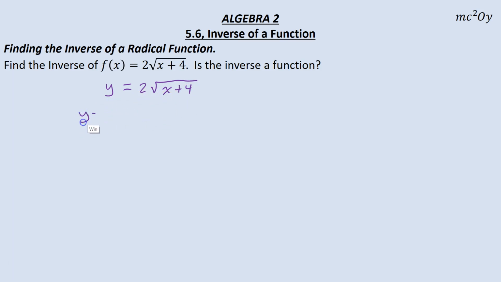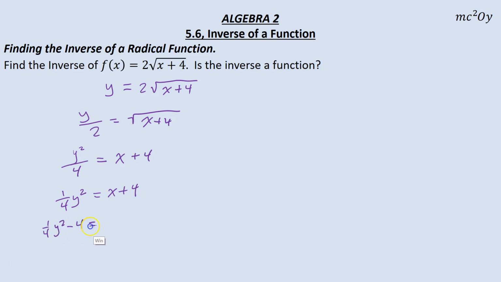I'm going to divide by 2, so y over 2 is equal to the square root of x plus 4. I'm going to square both sides, so I get y squared over 4. When I square the root, that gets rid of the root, so I get x plus 4. I'm going to rewrite this as 1 over 4, because dividing by 4 is the same thing as multiplying by 1/4. So 1/4 y squared equals x plus 4, and then subtract 4. So I get 1/4 of y squared minus 4 is equal to x.